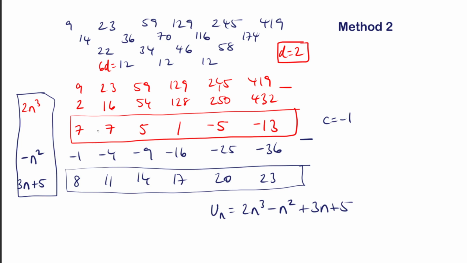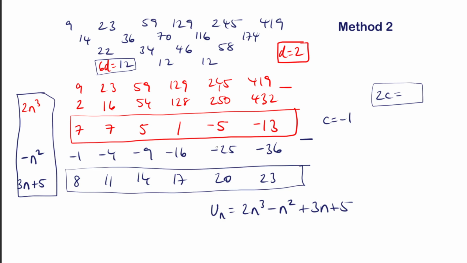So this method is quite good, but it can get a little bit confusing, I guess. But yeah, you still have to remember a few things. We had to remember that the 6d is 12. Sorry, the 6d is equal to the third difference, and we also had to remind ourselves that 2c was equal to the second difference of the quadratic we got.